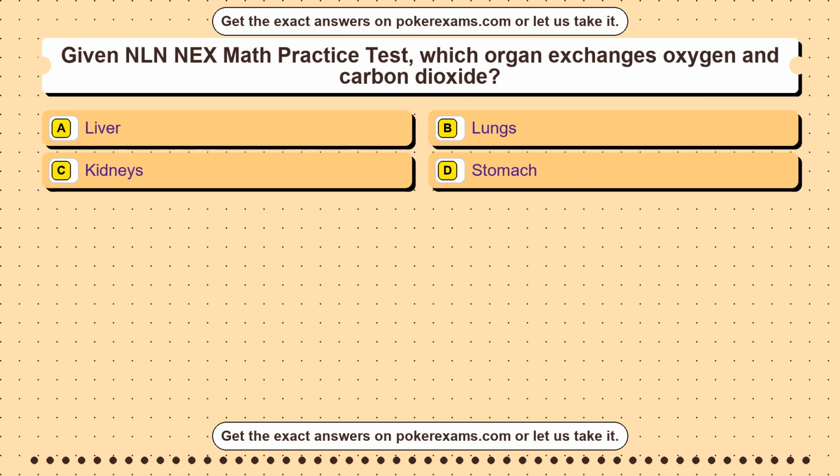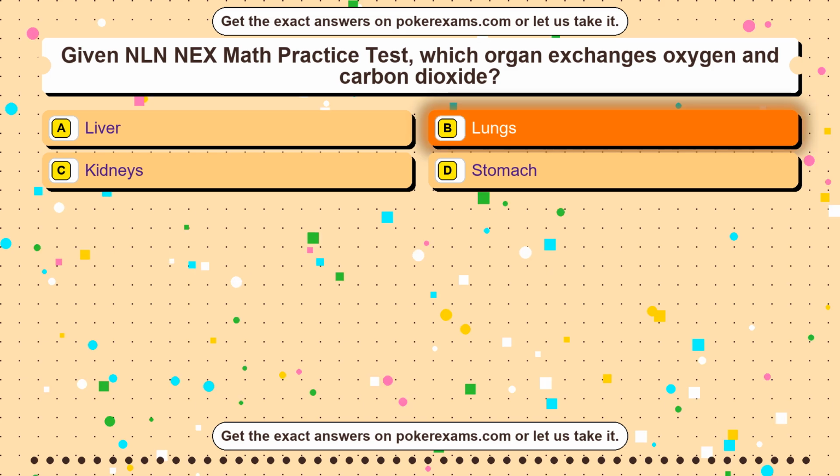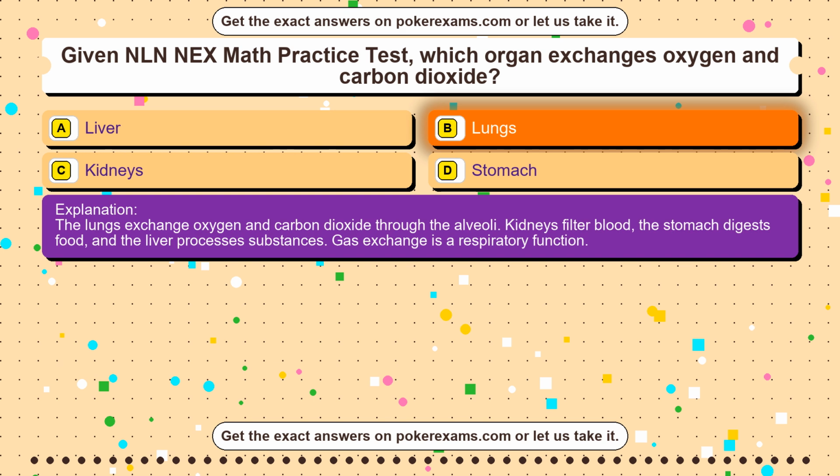Question 48. NLN NEX practice test: which organ exchanges oxygen and carbon dioxide? Option A liver. Option B lungs. Option C kidneys. Option D stomach. The correct answer is option B, lungs. The lungs exchange oxygen and carbon dioxide through the alveoli. Kidneys filter blood, the stomach digests food, and the liver processes substances. Gas exchange is a respiratory function.